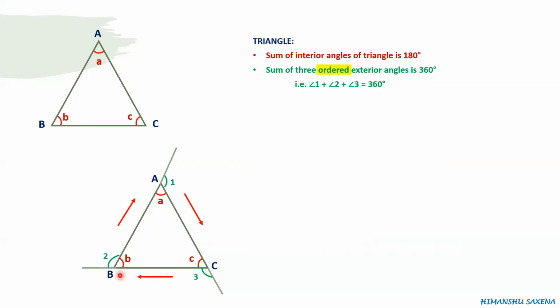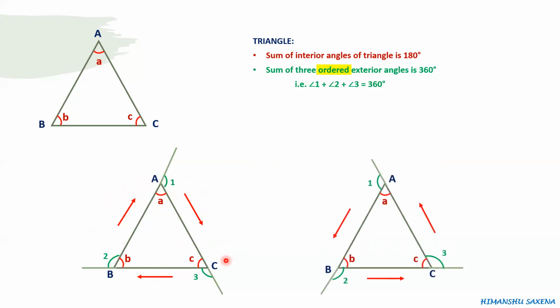So when all the three sides are extended in the same direction, so here it is clockwise direction. So all of them are extended in clockwise direction, then the sum is 360 degrees. Similarly, if they are extended in anti-clockwise direction also, then also the sum would be 360 degrees.